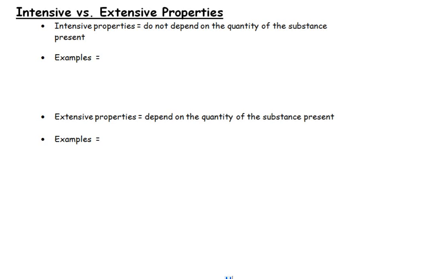The study guide looks at classifying matter. Another option is to classify matter based on its intensive and extensive properties. An intensive property is one that does not depend on quantity. People mix these up all the time, so here's how I remember it.